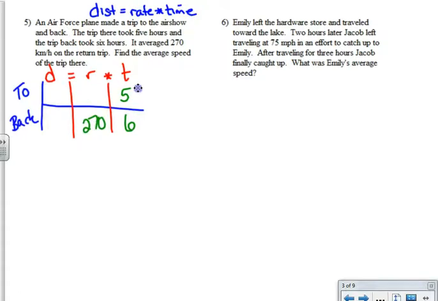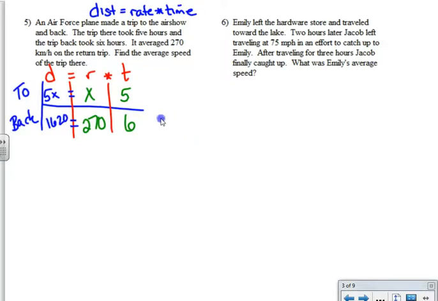And they want us to know the speed of the trip there. Well, they don't tell us that, and since we want to know that, I'm going to call that x. Now, for the last column, you notice there's nothing written there, and I don't want to introduce a new variable. So instead I'm going to use the clues I know, which is rate times time is equal to distance. So rate times time for the trip to is 5 times x, or 5x. And then same thing for the return trip, 270 times 6 is 1620.